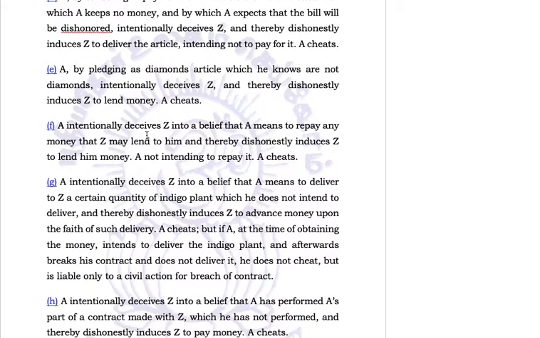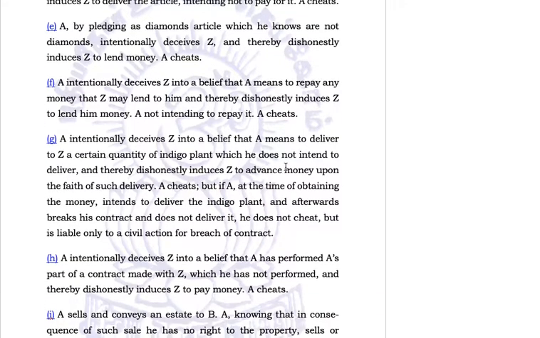A intentionally deceives Z into a belief that A means to repay any money that Z may lend to him, which otherwise Z would not have lent. A intentionally deceives Z that I will repay your money. Z lent the money believing that he will repay it. A, not intending to repay, is committing cheating.